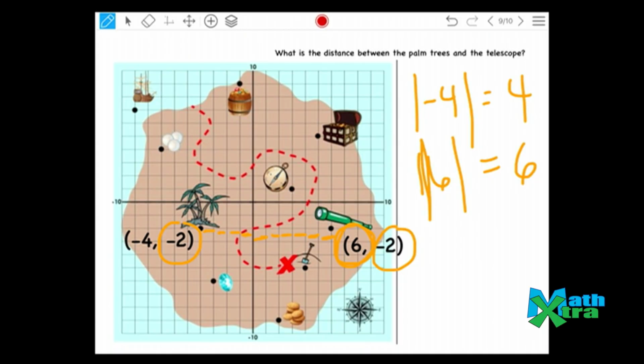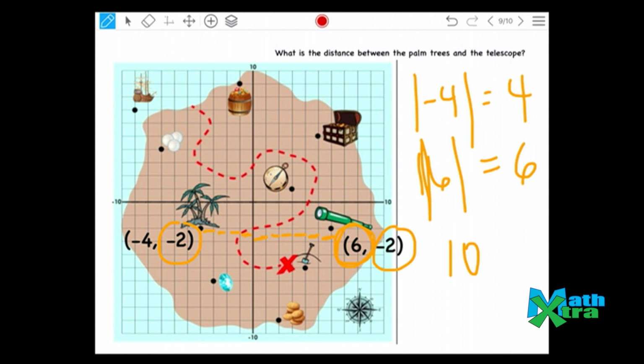So the total distance for both, all the way from the palm tree to the telescope, is 6 and 4, or a total of 10. So the distance between those 2 points is 10. We have 10 units apart. So we can either use by counting, or we can use absolute value to show the entire distance of those 2 points on a graph. It's pretty cool. All right.